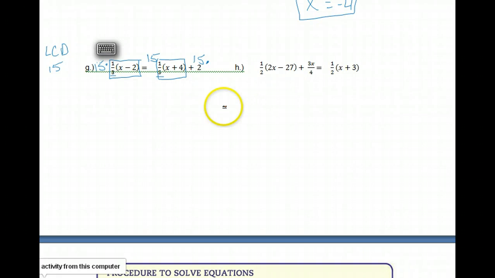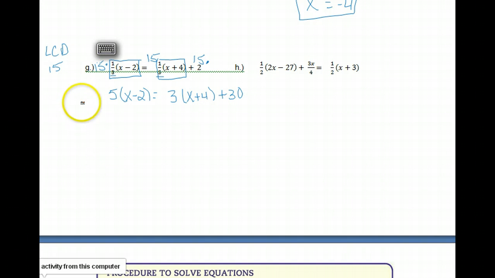Now we're going to allow the 15 and the 1/3 to cancel, so 15 divided by 3 is 5. 5 times 1 is 5. Bring down your quantity. 15 divided by 5 is 3. 3 times 1 is 3. Bring down your quantity. And then 15 times 2 is 30.